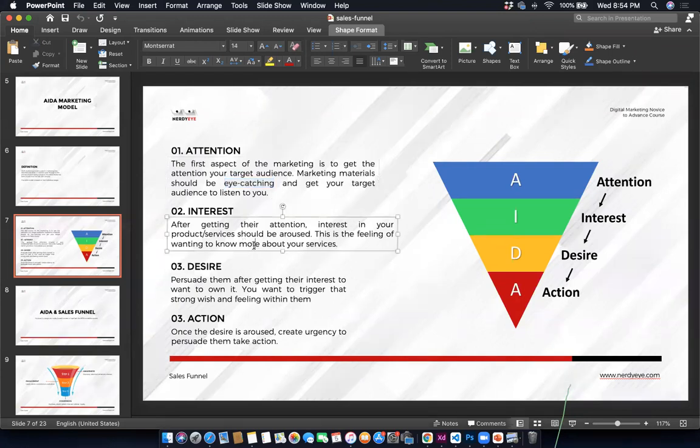So now, after you get their attention, you want them to be interested in your offer. Interest is basically the feeling of wanting to know more. Okay, let me click on this thing. So when people run ads, I always tell business owners, when I was mentoring, I tell them, look, your ad is not to sell. Your ad is to get people's attention and make them interested in your product. Where you sell is inside your sales funnel, right?